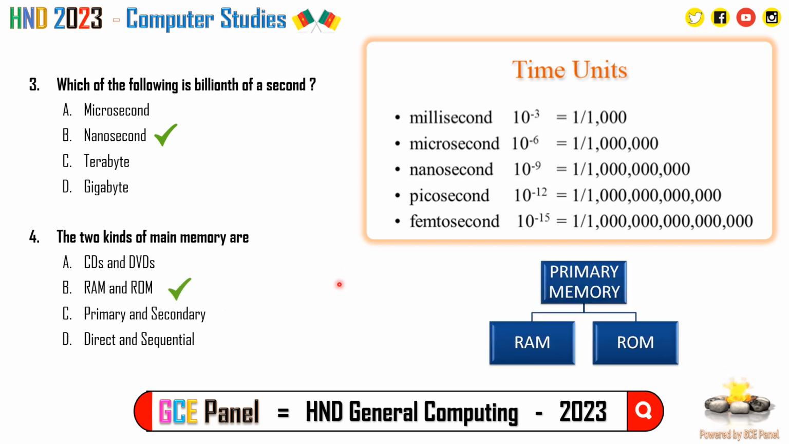So this is also known as the read-write memory. So the key for question 4 is B. You have RAM and ROM.